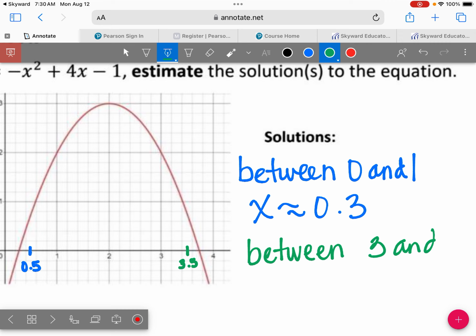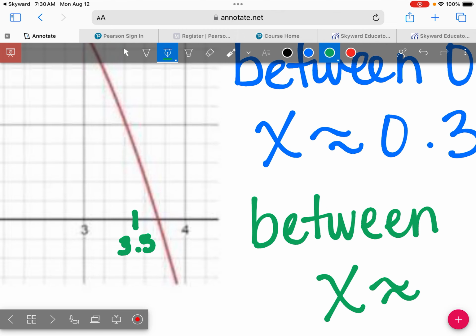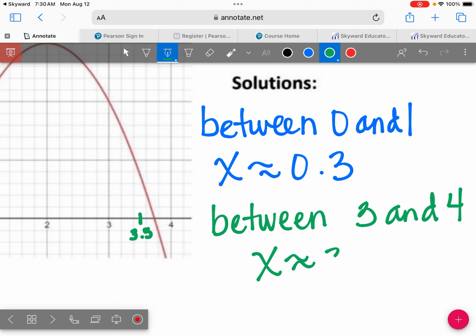3 and 4. So somebody give me a number. What do you think it could be? It's more than 3.5, but less than 4. 3.7. 3.7, 3.6, 3.8, 3.9. All of them will be okay.